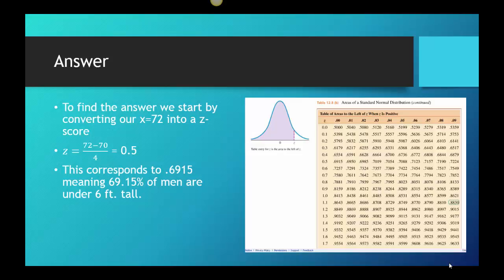Be careful when you put this in your calculator. Make sure you're either putting parentheses around the numerator and then dividing by 4, or simplifying 72 minus 70, getting 2, and then divide by 4. Then I look up the 0.5 on my standard normal distribution chart, and you can see it gives me 0.6915. So this says 69.15% of men are under 6 foot tall.